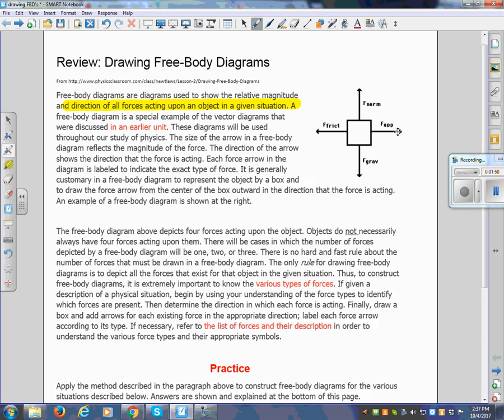There are some textbooks that don't use the box, they just use a very small dot, and it would just kind of look like that. Yeah, but I prefer the box. I don't know why. You have to have mass.